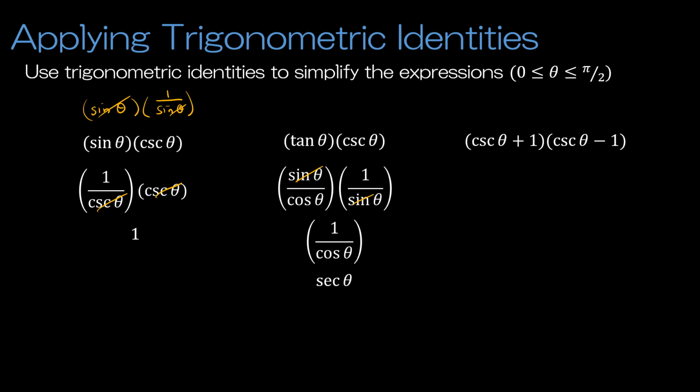For my last question, I figured we'd throw in some foiling just for fun. So again, first, outside, inside, last. Now, because these are conjugates, one's plus, one's minus, that middle term's just going to go away. So all I have really is cosecant squared theta, and then minus 1. That is a Pythagorean identity. Cosecant squared theta is the same as 1 plus cotangent squared theta. And now I've got a couple of 1s, a positive and a negative, which means cotangent squared theta is my final solution.